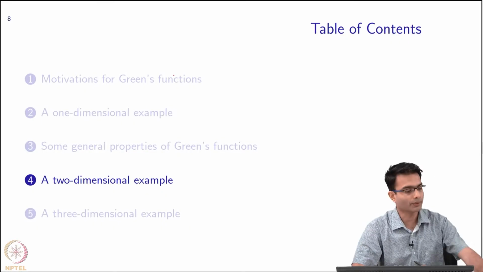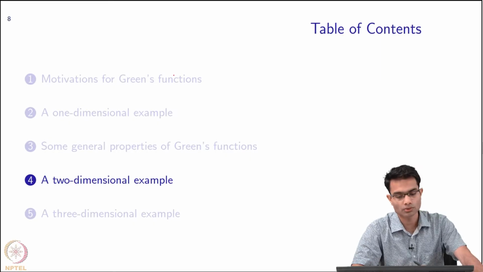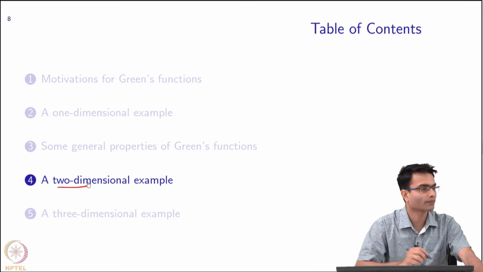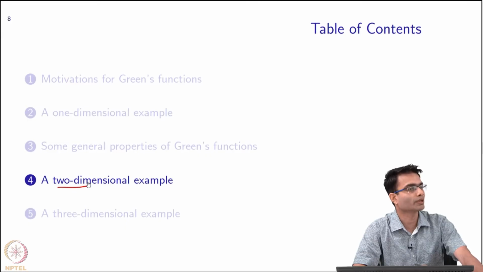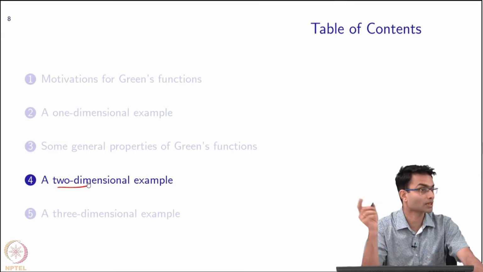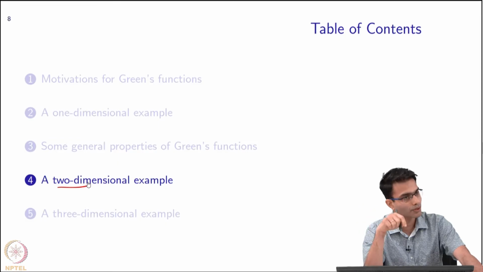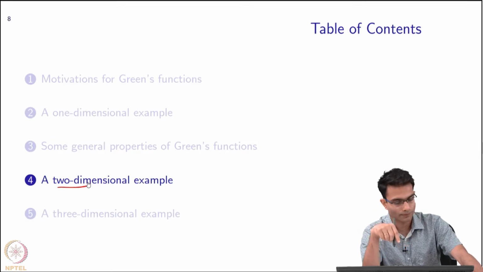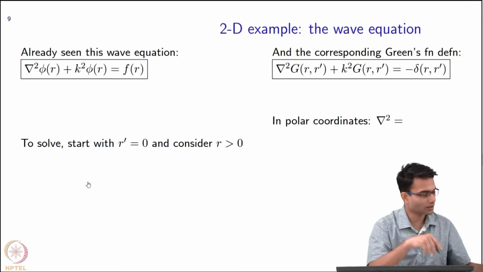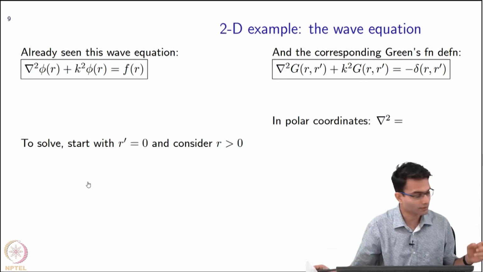So, what we will do next is we will go to a 2D case, okay, and we will spend a lot of time on 2D because the scattering problem which we had started with was a 2D problem. So, we will be using this Green's function, okay, right. So, let us go to the 2D Green's function, right.